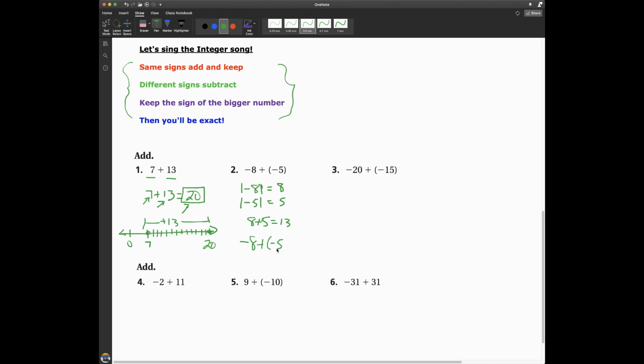All right, so negative 8 plus negative 5, they have the same signs. Add their absolute values and keep the sign. Okay, negative 8 plus negative 5 is negative 13.